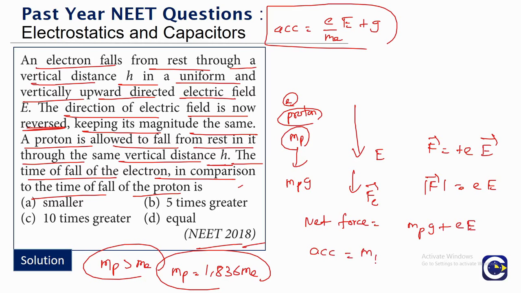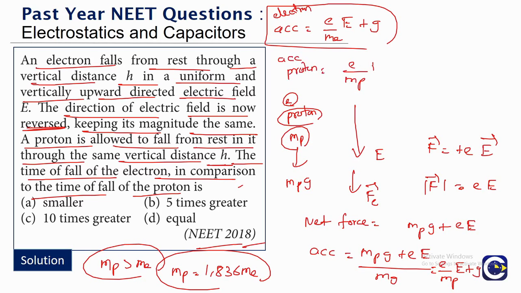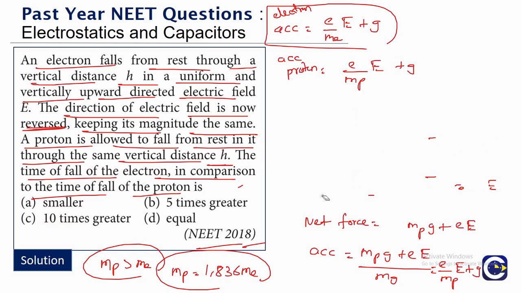From this, what is the acceleration? Force by mass. Here what is it? You see, the acceleration in the case of electron we already got it. Acceleration in the case of proton, what is it? e by mass of proton into capital E plus g. Now they are falling through the same vertical displacement. If the initial velocity is 0, then displacement is equal to what? Half a t square, right? Displacement is equal to half into a into t square.